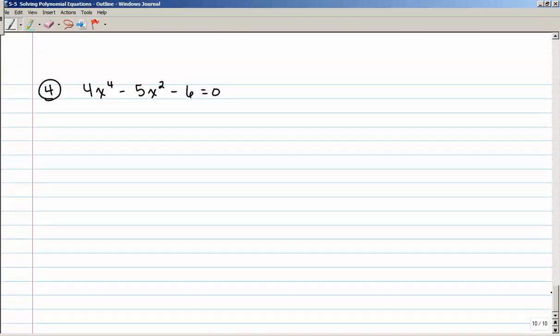And our last example here, 4x to the 4th minus 5x squared minus 6 equals 0. Since I have an x to the 4th and an x squared, I need to do a u substitution. Let u equal x squared. Rewrite this as 4u squared minus 5u minus 6. And factor that. I'll save a little bit of time here and go ahead and factor that for us. That's 4u plus 3 times u minus 2.